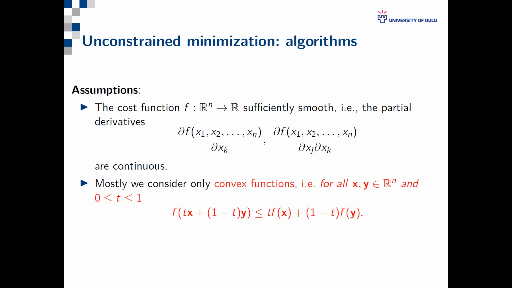So let's return back. I assume that you have already studied these things in freshman calculus: the Newton method, various bisection methods, such as Fibonacci search, golden section search, and so on. I assume that the cost function is sufficiently smooth, and mainly I will consider convex functions.